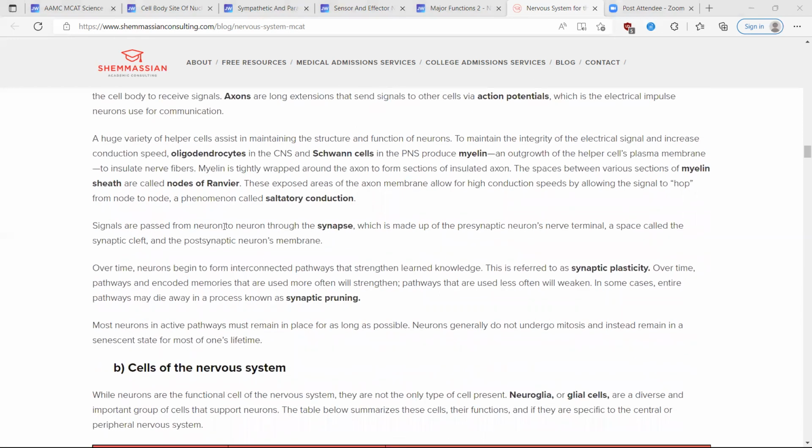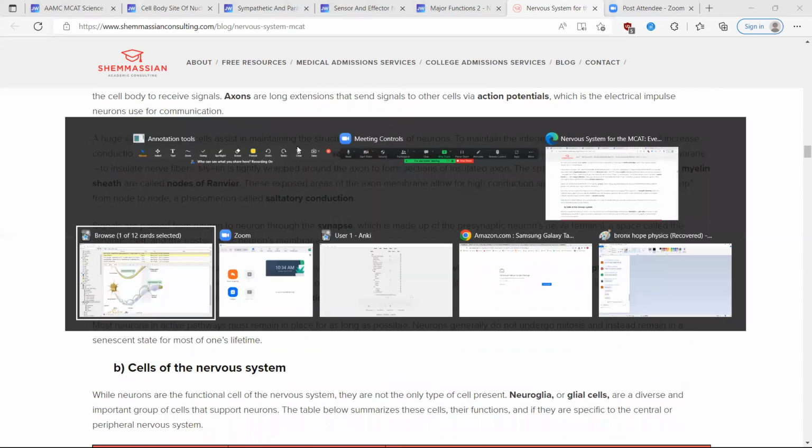So signals are passed from neuron to neuron through the synapse, which is made of the presynaptic neuron's nerve terminal, a space called the synaptic cleft, and the postsynaptic neuron membrane. So let's understand what that is with the picture.